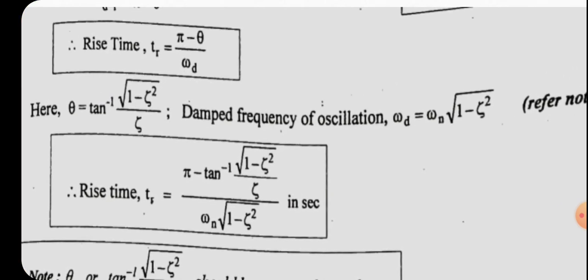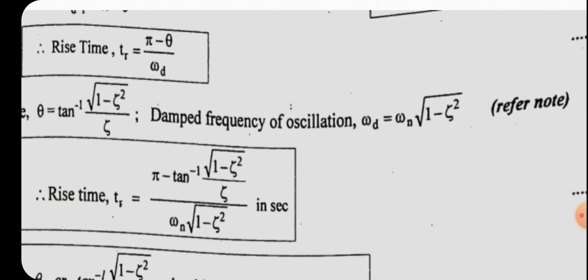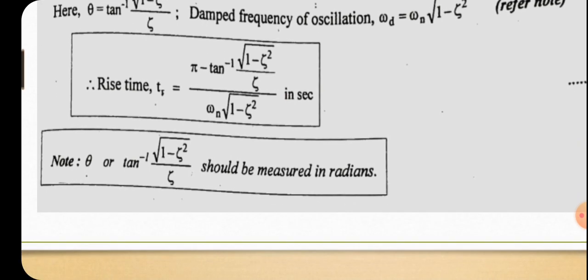So for the damped frequency of oscillation, we have familiarized with the equation omega d equal to omega n into square root 1 minus epsilon square. So rise time Tr will be equal to pi minus theta, where instead of theta we are substituting tan inverse of square root 1 minus epsilon square divided by epsilon, and instead of omega d we are substituting omega n into square root 1 minus epsilon square. And that is the equation for rise time, and here theta equal to tan inverse of square root 1 minus epsilon square divided by epsilon should be measured in radians.